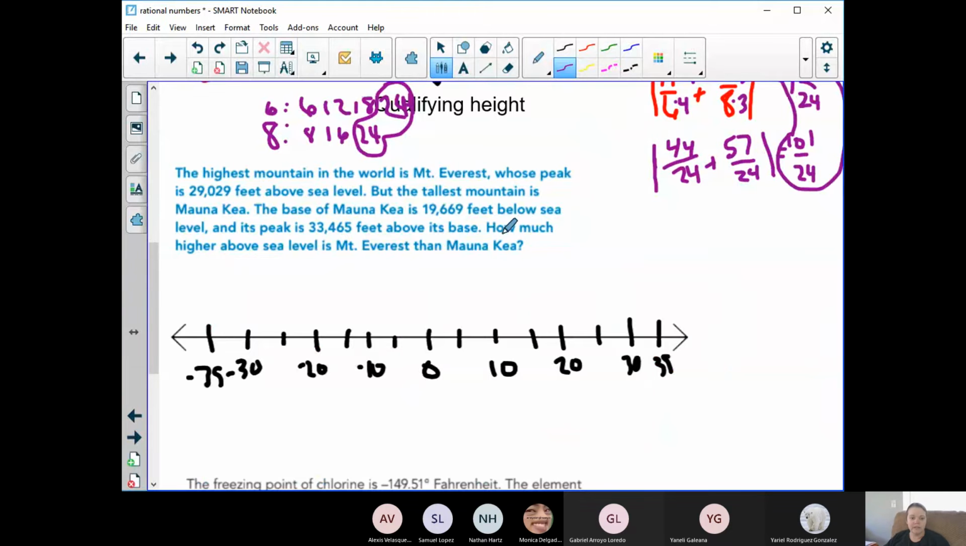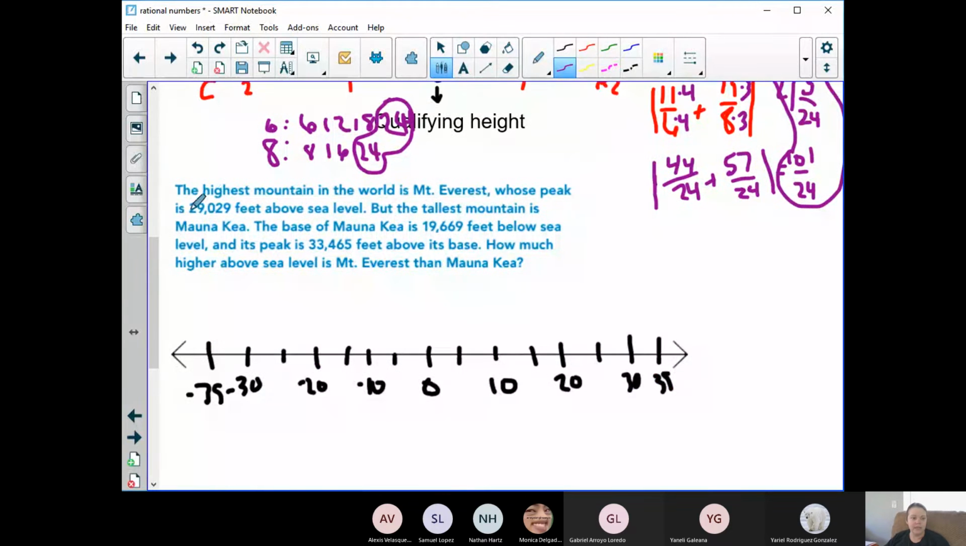The highest mountain in the world is Mount Everest, whose peak is 29,029 feet above sea level. So if it's above sea level, is that going to be a positive or a negative? Right, it's going to be a positive because it's above sea level.